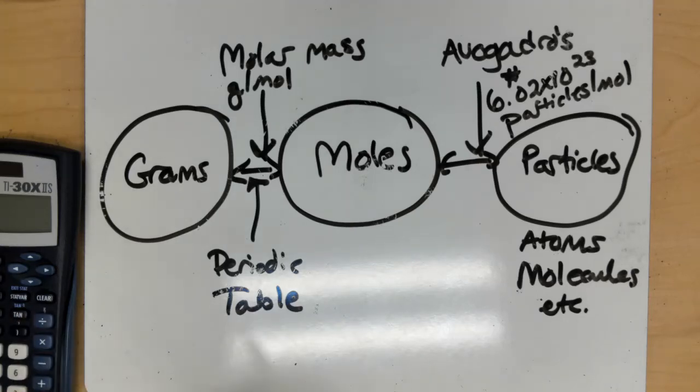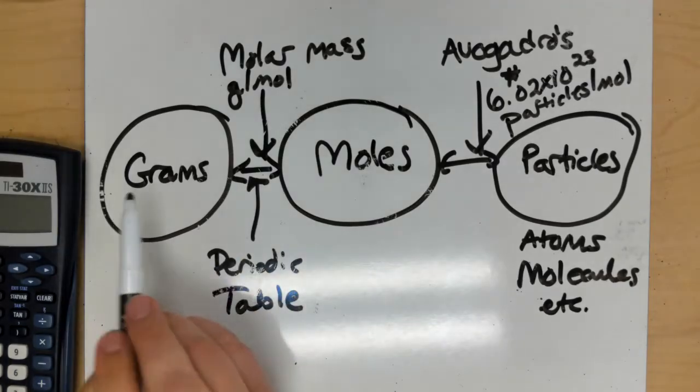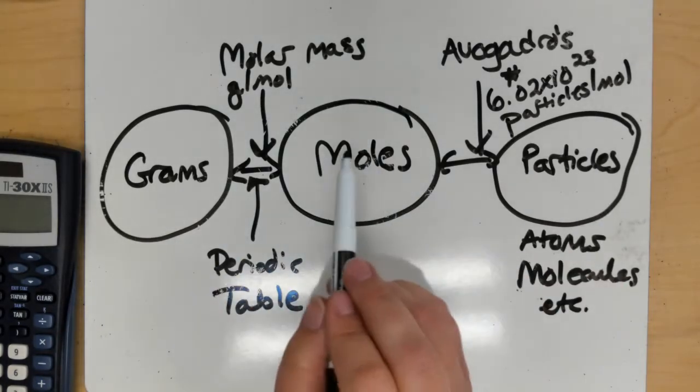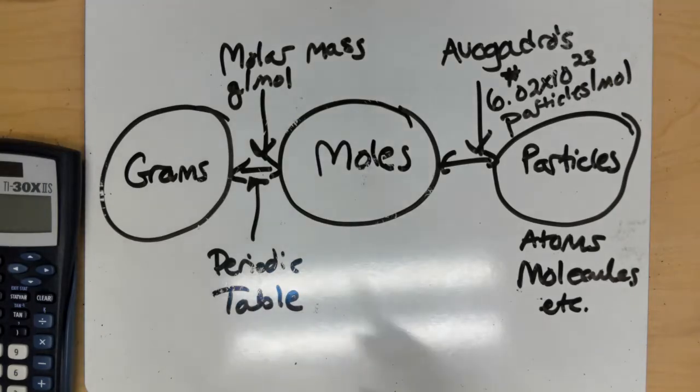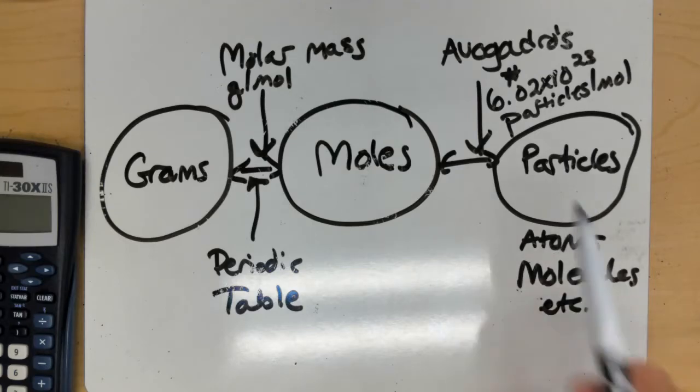Okay, in the last video, we looked at this mole map and we talked about how to do one-step conversion, so between grams and moles and between moles and particles. In this video, we're going to talk about how to do two-step conversions, so how to convert from grams to particles and how to convert from particles to grams. So let's start with an example going from grams to particles.